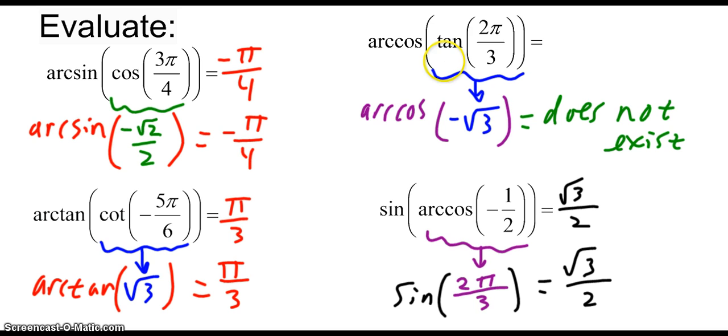What is the arc cosine of the tangent of 2 pi thirds? The tangent of 2 pi thirds is negative root 3. What is the arc cosine of negative root 3? Negative root 3 is not between negative 1 and 1. So therefore, it does not exist.